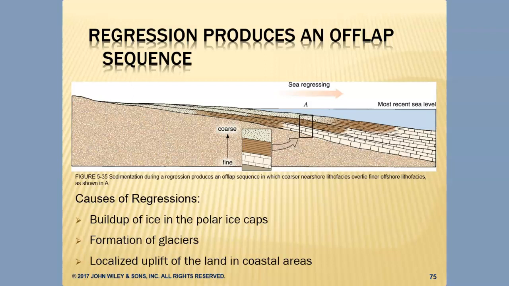In all those instances, you'll get this offlap sequence where the shallower water deposits are going to be deposited over the deeper water deposits. And this is called a sea regression.